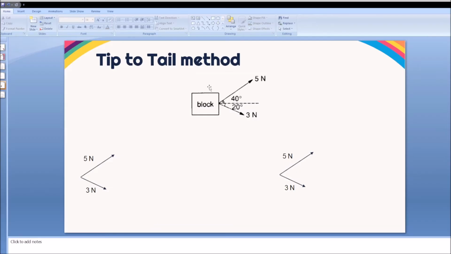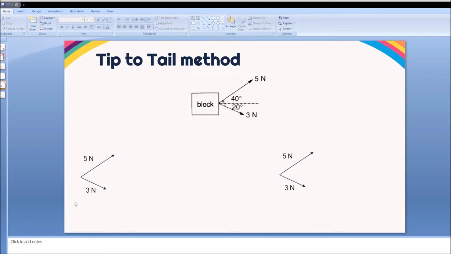For the next method, let's look at the tip to tail method. So same thing, I have a block with 5 Newton and 3 Newton force pulling together. So what the tip to tail method is suggesting is that the resultant vector of a 5 Newton and 3 Newton force pulling together is the same as a 5 Newton force being pulled, followed by a 3 Newton force being pulled after you have exerted the 5 Newton force.